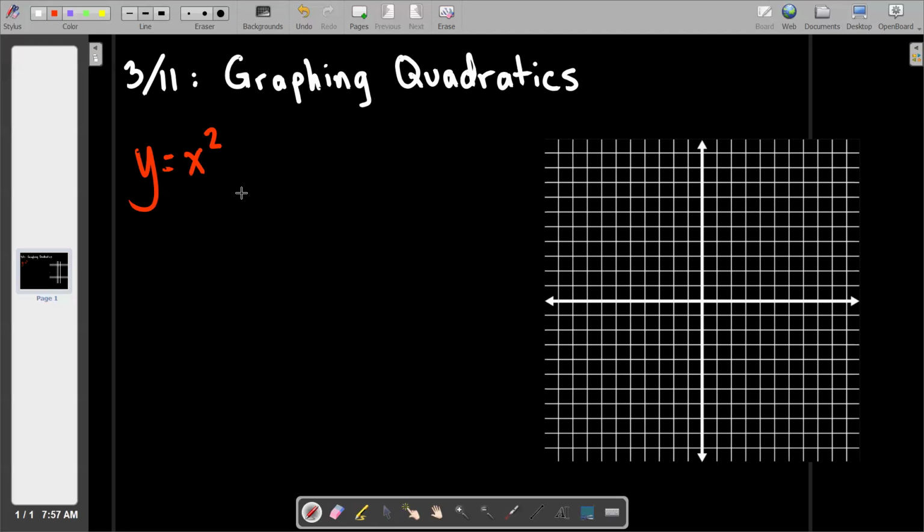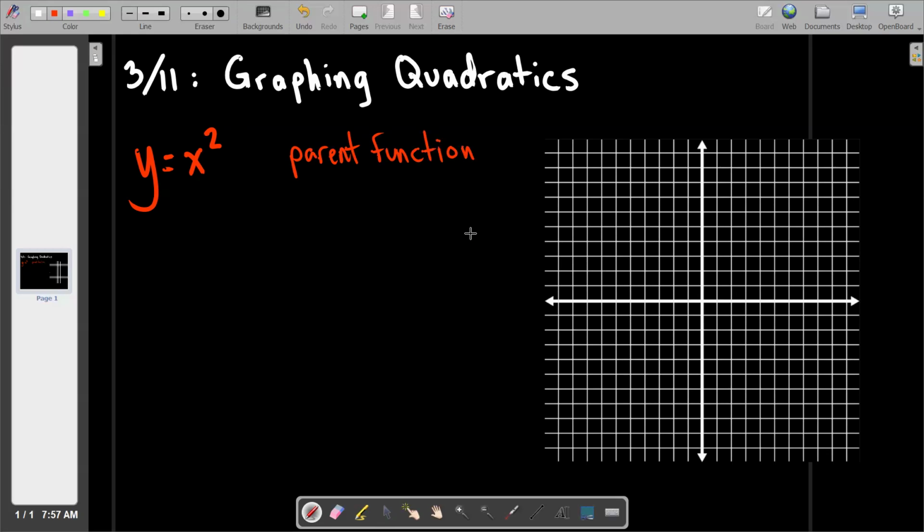And so we're going to start with this one. Every family of functions has one like this that's unmodified, and this is called the parent function. And every quadratic is a variation on the parent function. So that's why we want to get this one out of the way first.